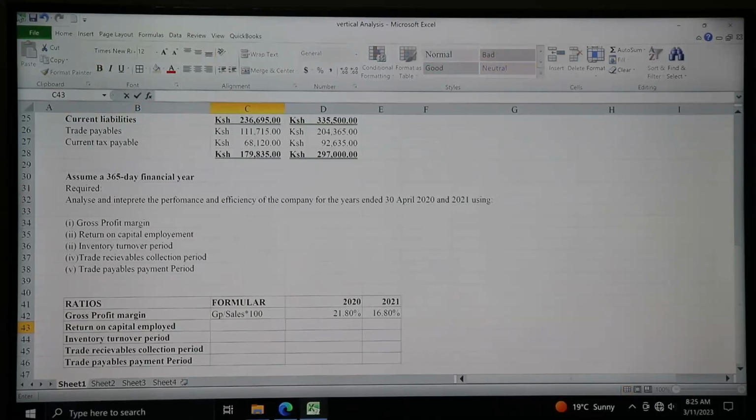Type it in abbreviation. Profit before tax. Then divide by the capital employed. Via capital employed, you will just take the current assets minus current liabilities. Then of course, the entire of this that you have computed in the brackets is then multiplied by 100.